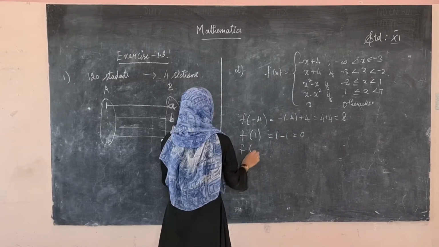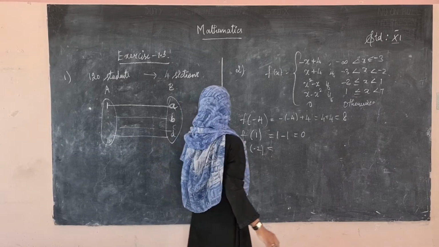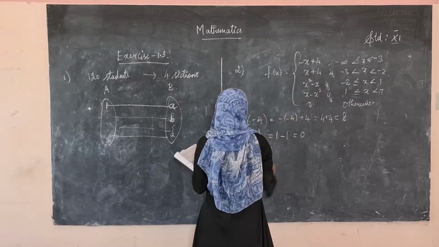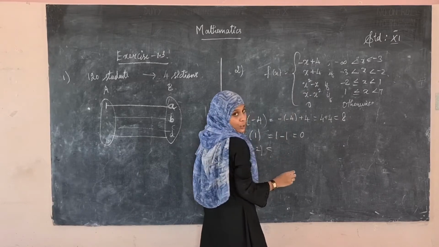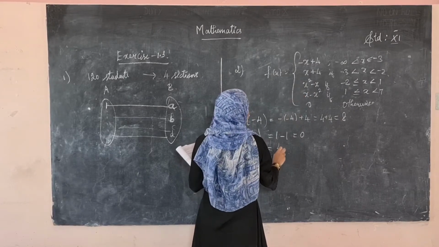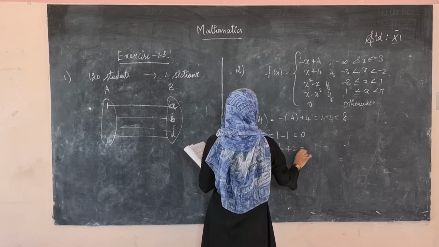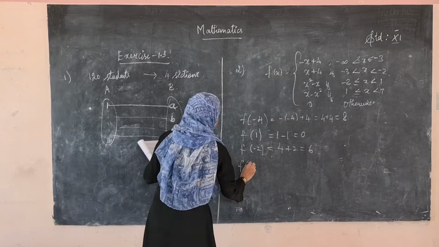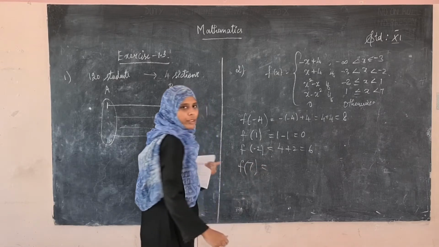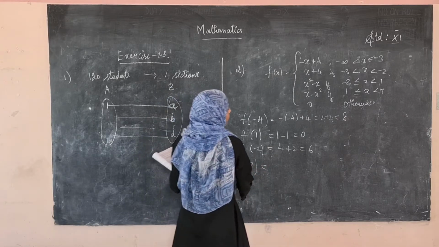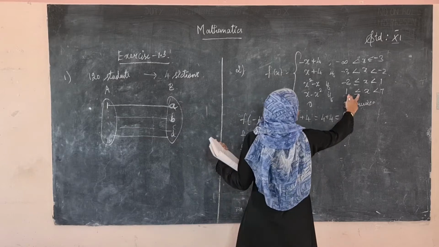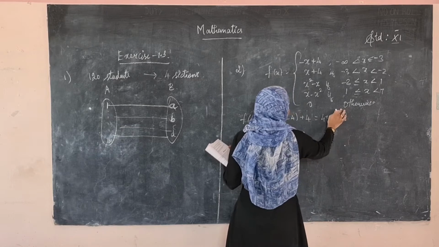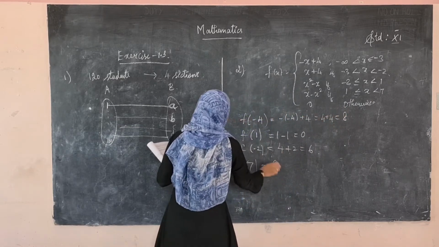The next one is f of minus 2. Minus 2 is in this interval, that is x square minus x. Instead of x we should use minus 2. Minus 2 the whole square is 4. Minus of minus 2 is plus 2, which is equal to 6. And again the next element is f of 7. See where is 7? This interval is less than 7. This interval does not include 7. Therefore, here, otherwise means the value is 0.